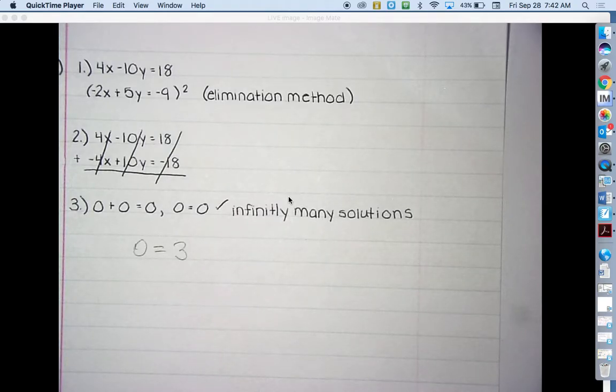It happens every once in a while because we can have the case where we have one line graphed on top of the other. But when they're parallel lines, especially if you use elimination, all the variables still cancel out, but you're going to have a number on the other side. So if your solution doesn't make sense, then there is no solution. It's not true.